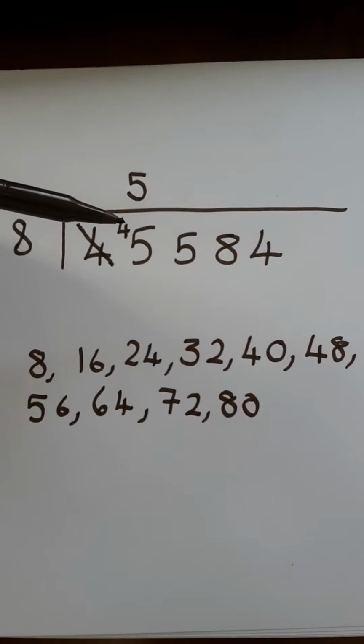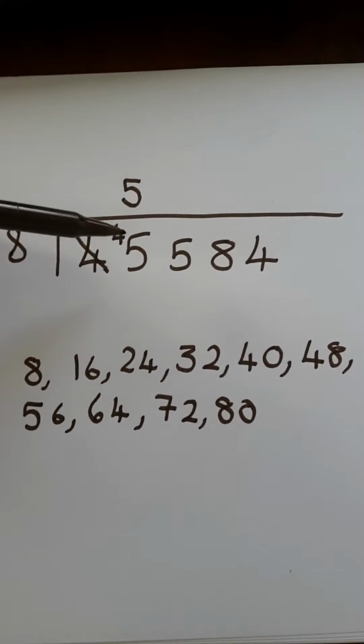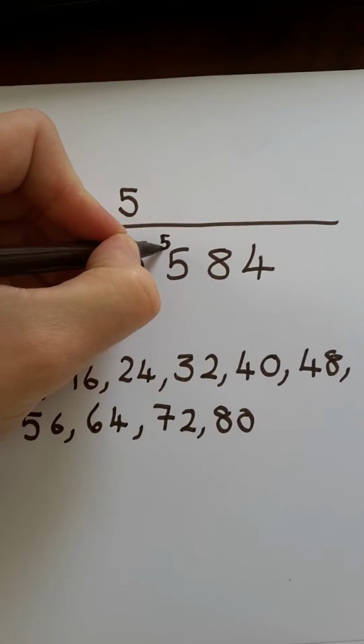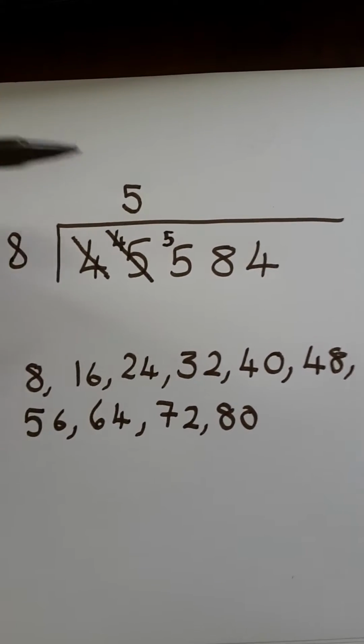So the biggest number that 8 would fit into was 40. We have 45, so we have a remainder of 5. So I'm going to write this and carry it over to the next number.